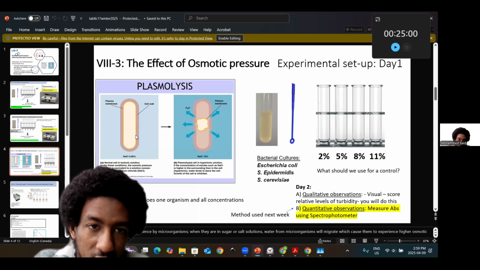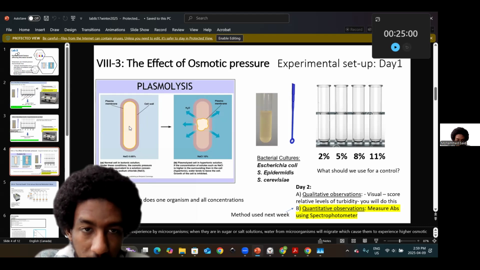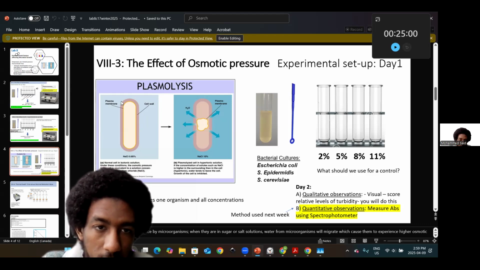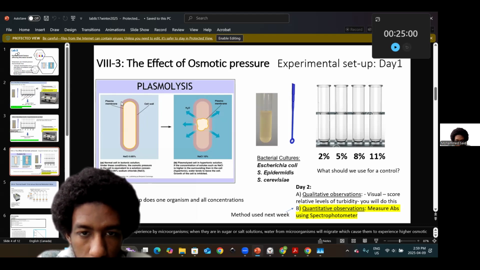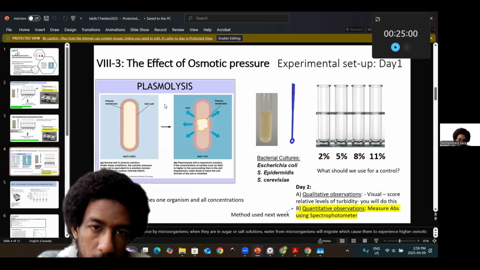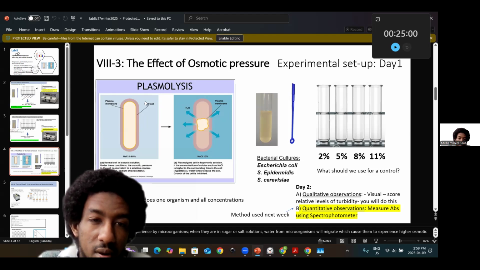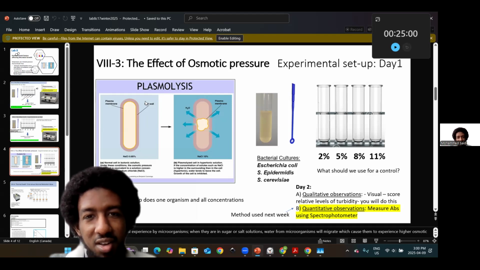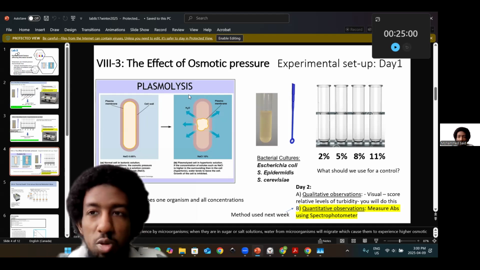So if it's isotonic, i.e. both concentrations extracellularly and intracellularly are the same, then you expect essentially that the plasma membrane remains intact and has good integrity. I'm just trying to think of another word for it, but to remain strong.